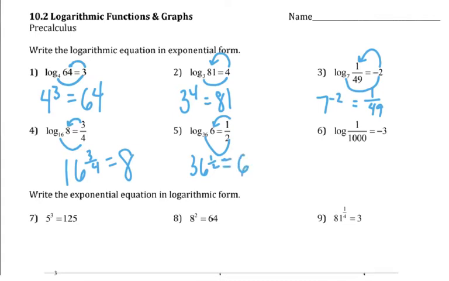Now this one doesn't have a base. There's no small number right here. So when there's no base, it's actually a 10. So it's going to be 10 to the negative 3 equals 1 over 1,000.